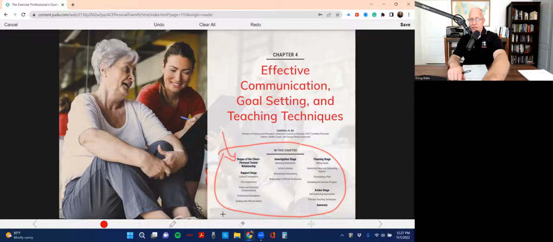Stages of the client personal trainer relationship, excuse me, not stages of change, and it breaks it down into these 4 subheadings. Okay. Again, not every chapter does it. And that's why I'm going through it, because in this particular chapter, I was trying to help a student to understand an easy, relatively easy navigation technique, right? A study strategy to deal with this information in total.